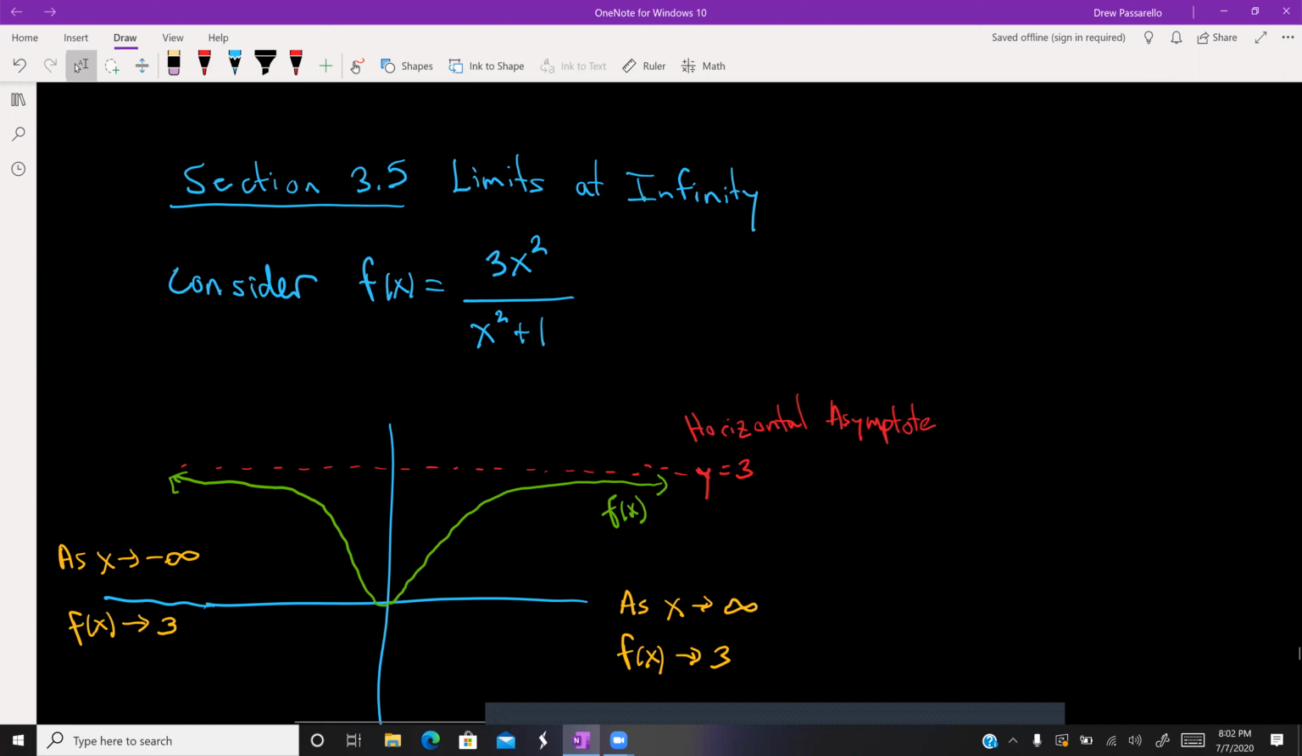So what I just said in words can be summarized in notation. As x approaches infinity, it goes forever to the right, f of x approaches 3. So the graph itself approaches the horizontal dashed line, y equals 3. Same thing, as x approaches negative infinity, f of x approaches 3. All right, so that's a limit because I'm talking about the behavior of the graph as x approaches some kind of thing or some value. In this case, it's infinity.